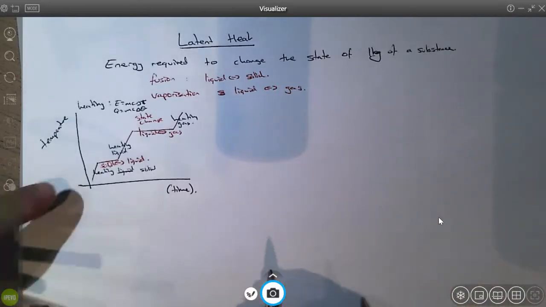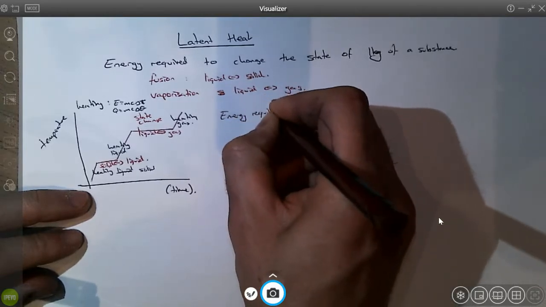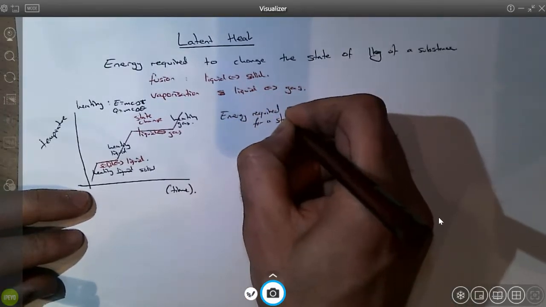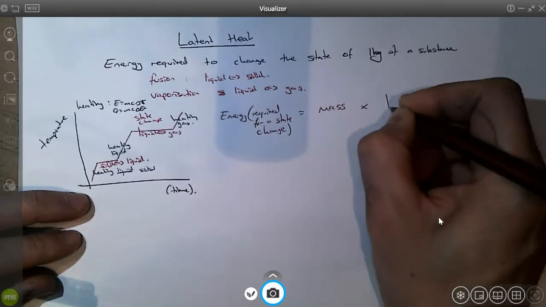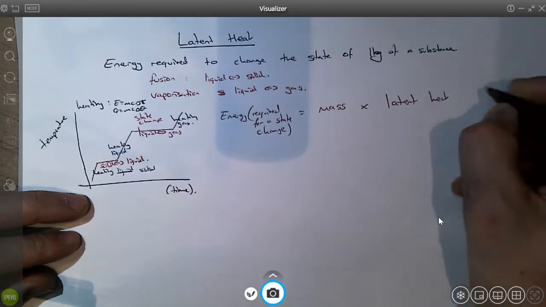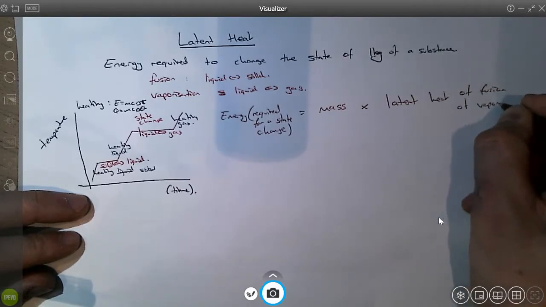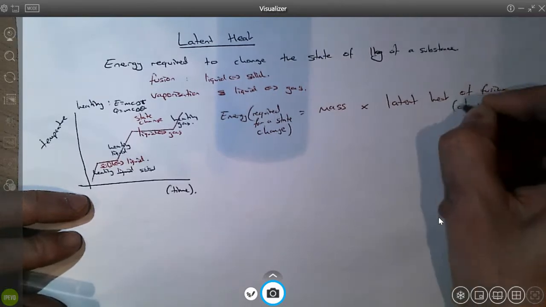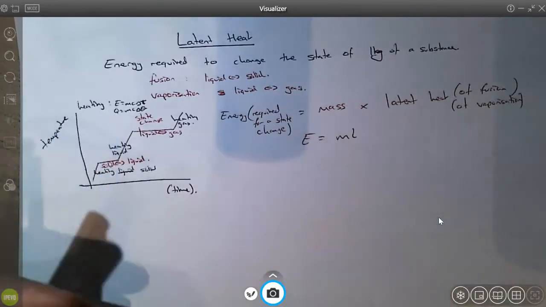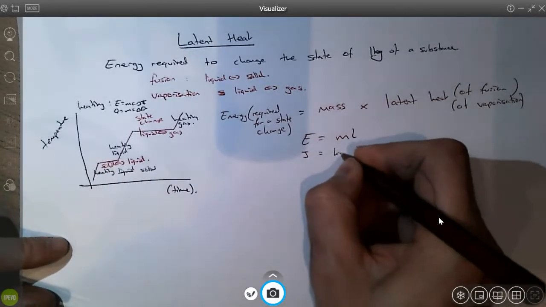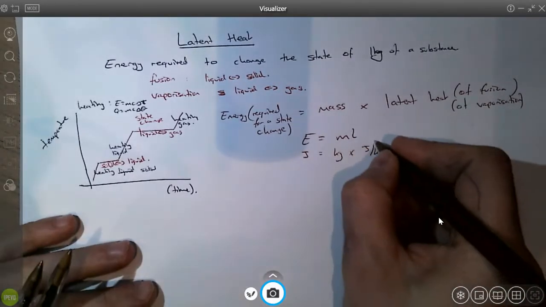So if we want to bring a formula in, we can say that the energy required for a state change is the mass times the latent heat, and then we would add of fusion or of vaporization, depending on which state change we're looking at. So in simple terms, E equals ml, and if we want to look at the units, joules equals kilograms times joules per kilogram.